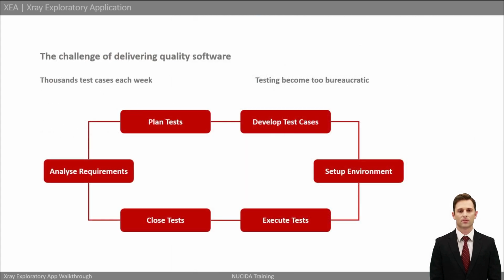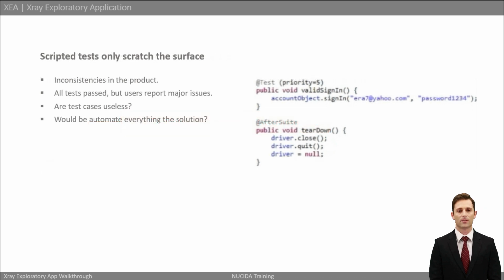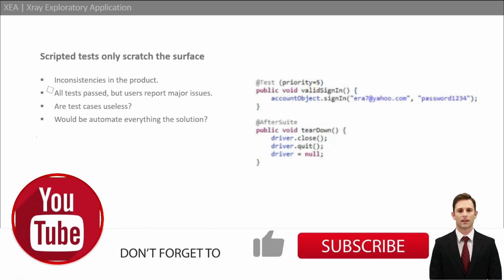We all know that delivering quality software is complicated. It's not just to write code, test, and deploy at the end. In fact, we plan, write, execute, and report thousands of tests each week to ensure that every release has the highest quality. Sometimes, though, testing becomes too bureaucratic. Relying on scripted tests only scratches the surface. We start seeing product inconsistencies. Users report major issues even though all tests have passed, and we feel that our test cases are useless.